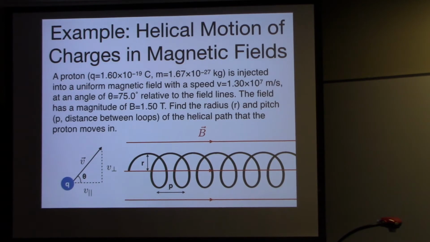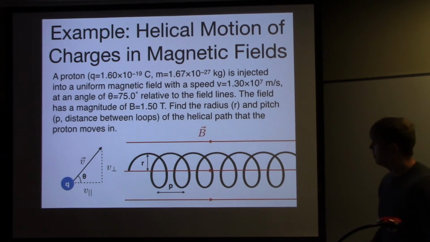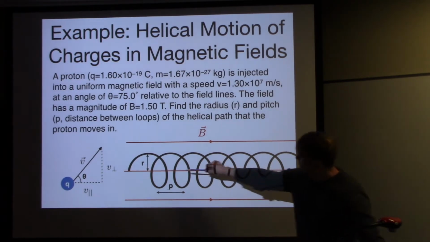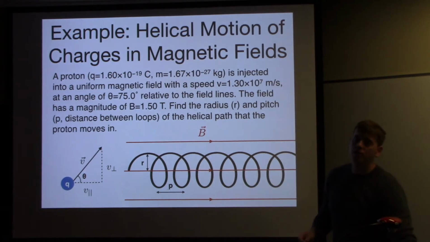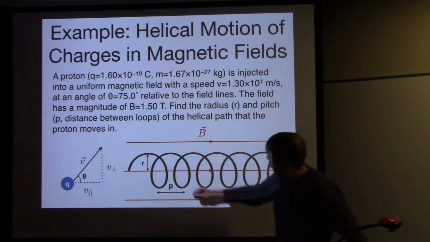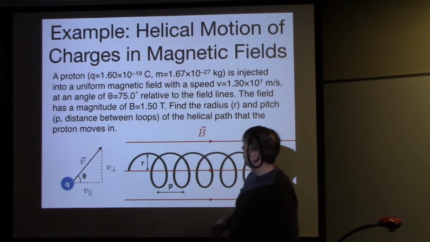Okay, so to go back to the picture, what this means is the radius, which is the distance between the center of the helix and the outer edge of it, is 8.74 centimeters. That's what we found for this.